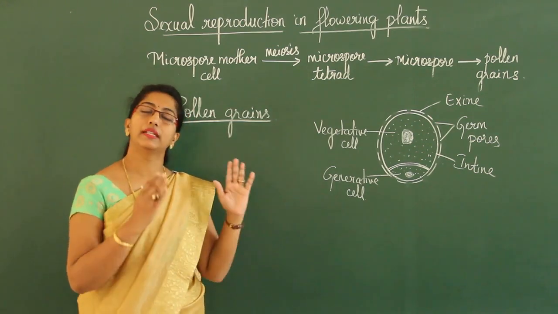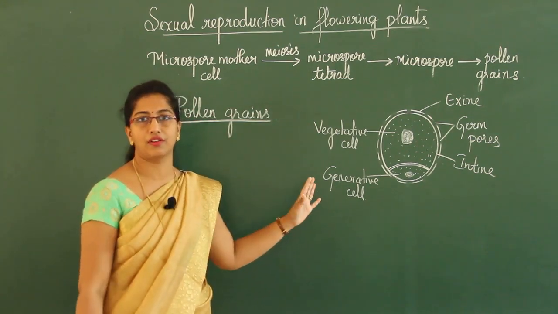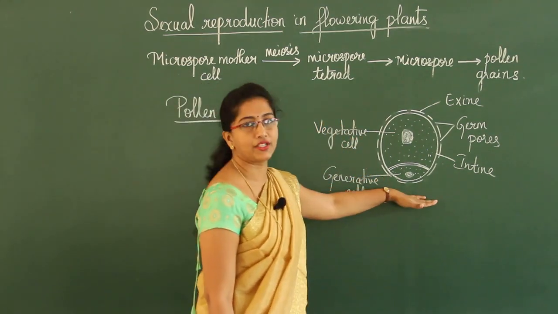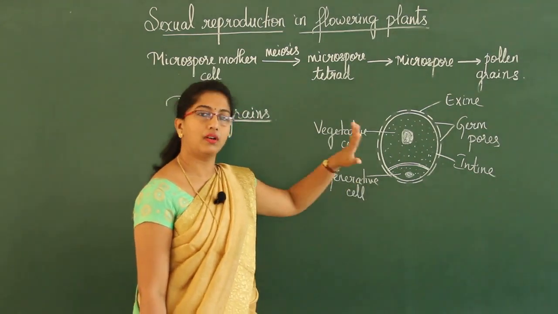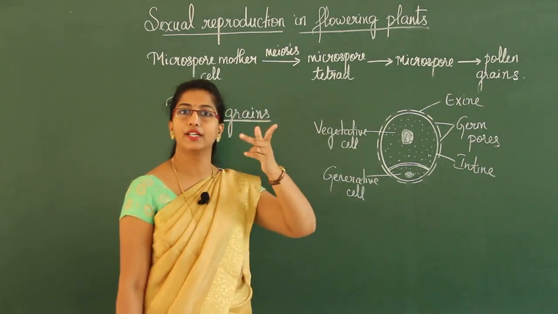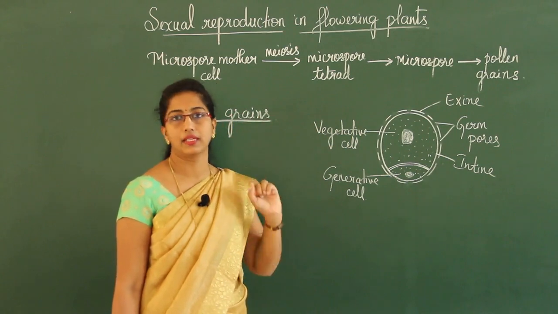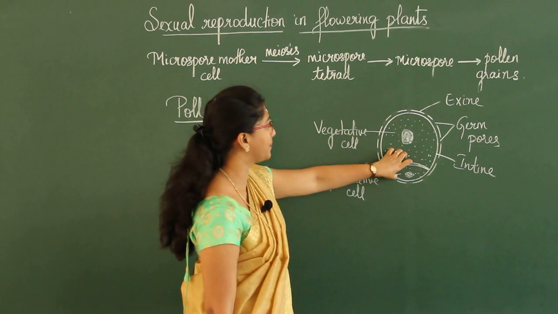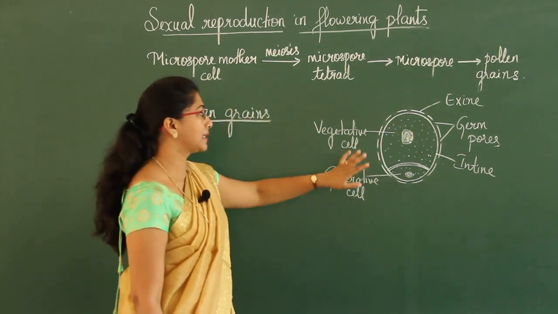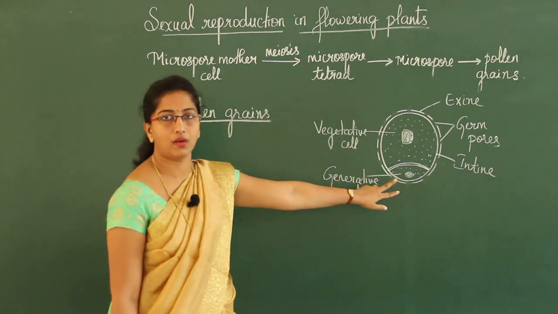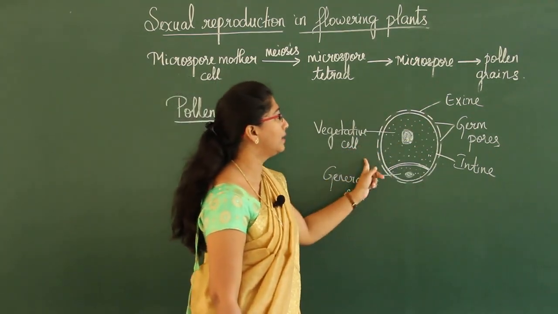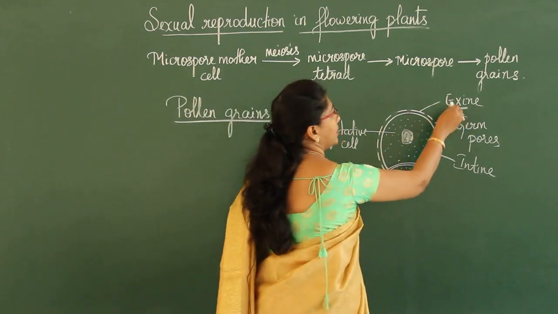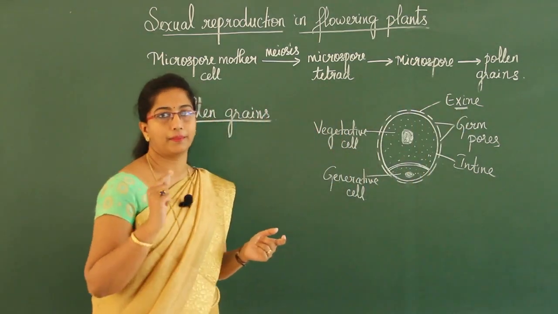But overall, we'll concentrate on the structure of each pollen grain now. This will be the structure of a matured pollen grain. I told you that the pollen grain contains two cells, one larger cell and one smaller cell. Now each part we will study. The pollen grain is covered by two layers. It has an outer layer which is called the exine, the outermost layer of the pollen grain.